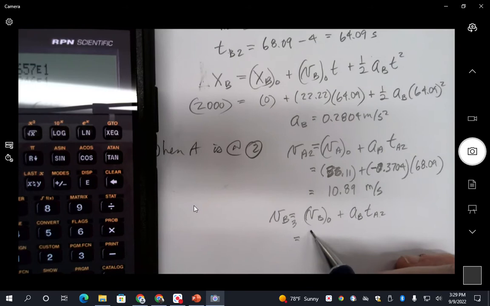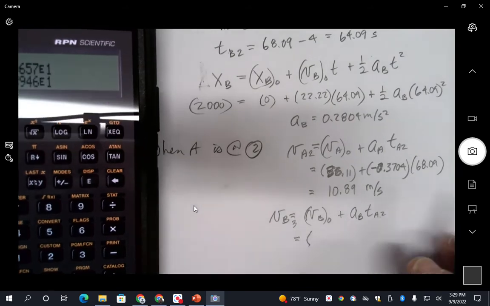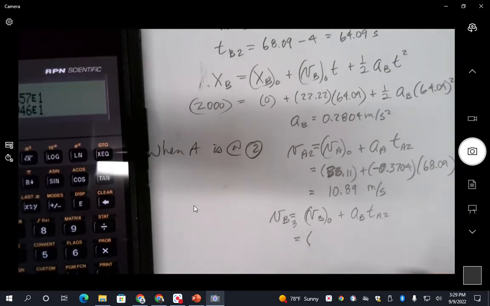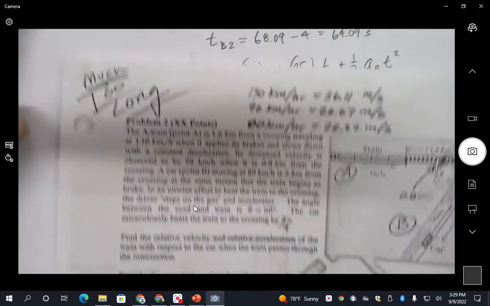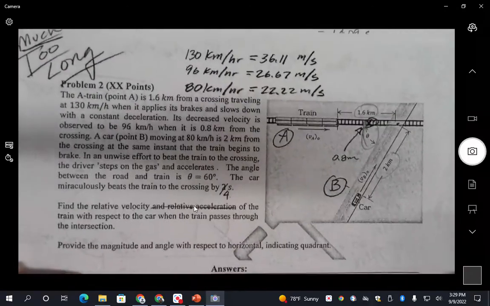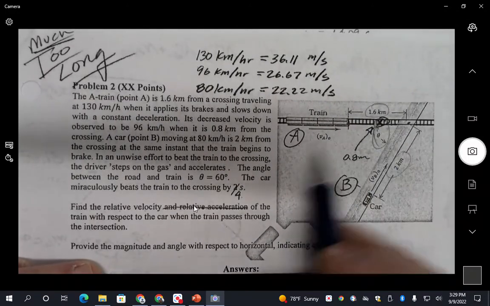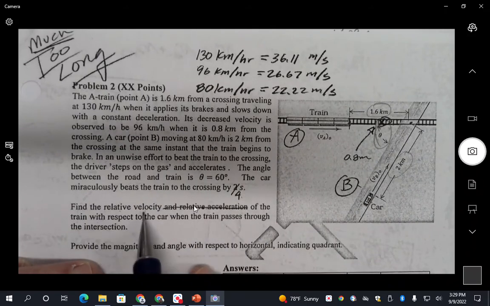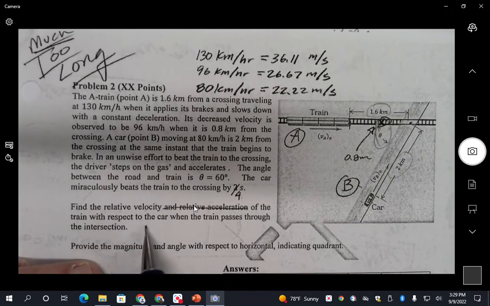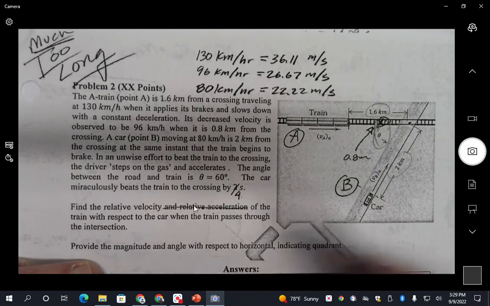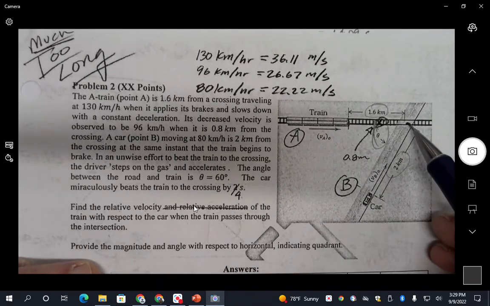So we're starting. Can I say the problem again? I'm just confused as to what you're finding right now. Okay. No problem. What are you finding right now? Okay, so we want to find the relative velocity of the train with respect to the car when the train passes through the intersection. Okay, so at that point, when they both have traveled the time of 68. Yes, exactly. Okay, I was just confused as to what. Gotcha.